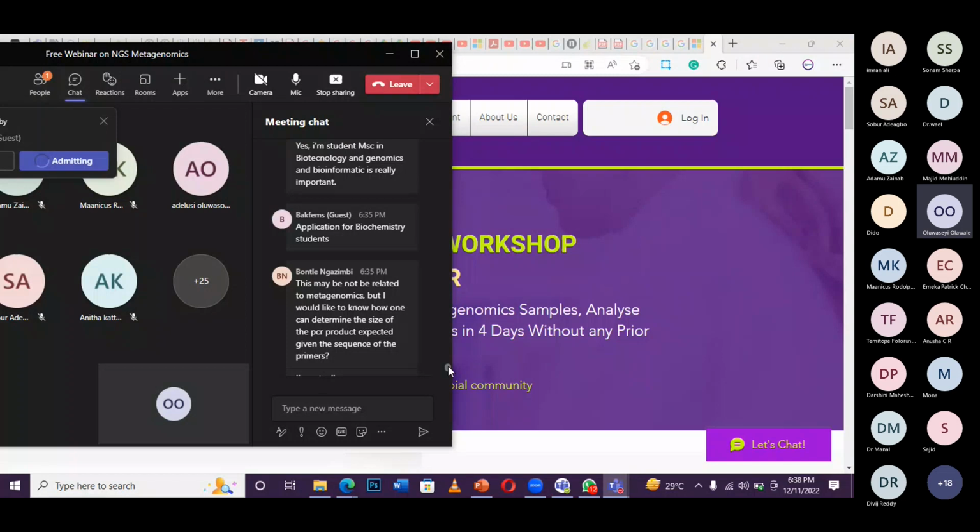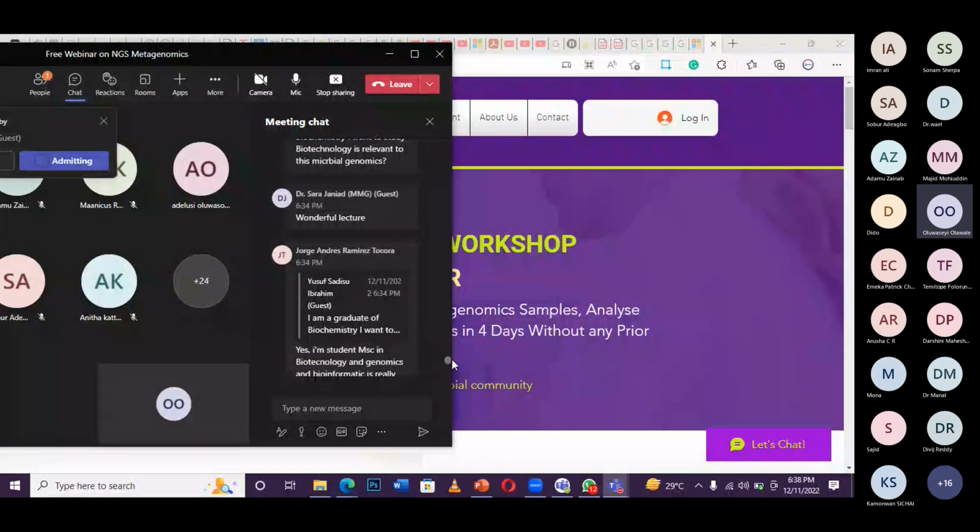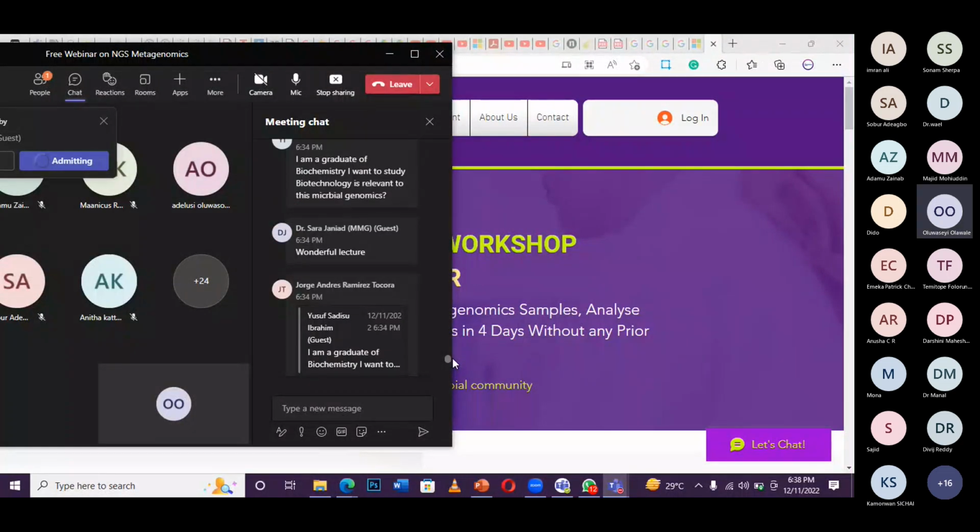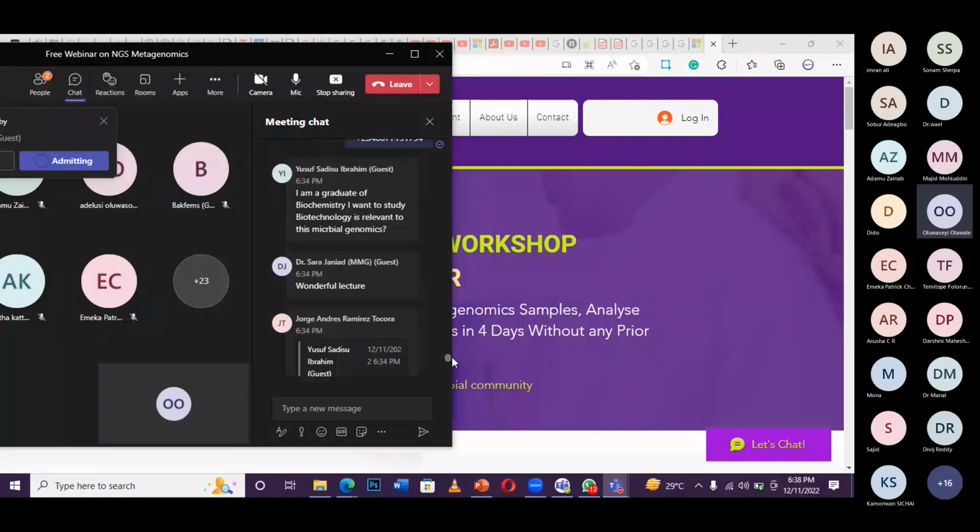I'm a graduate of biochemistry. I want to study biotechnology. Is it relevant to microbial genomics? Yes, biotechnology is relevant to microbial genomics, definitely. If you want to study biotechnology, there is an area of genetics, and one area of biotechnology in genetics is called genetic editing. It's also in microbial genomics.